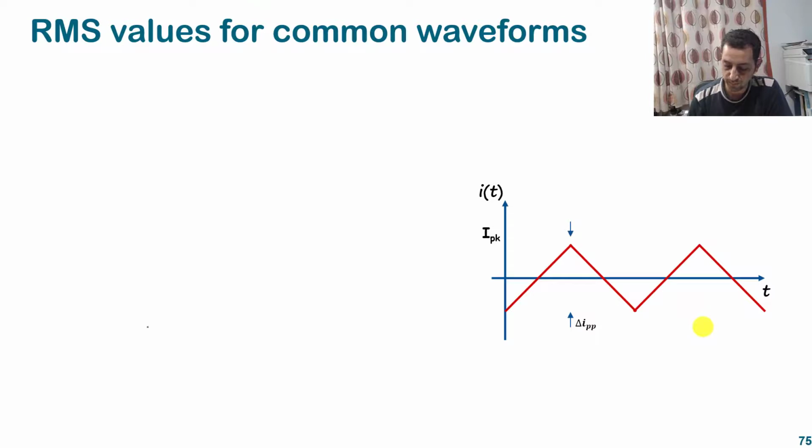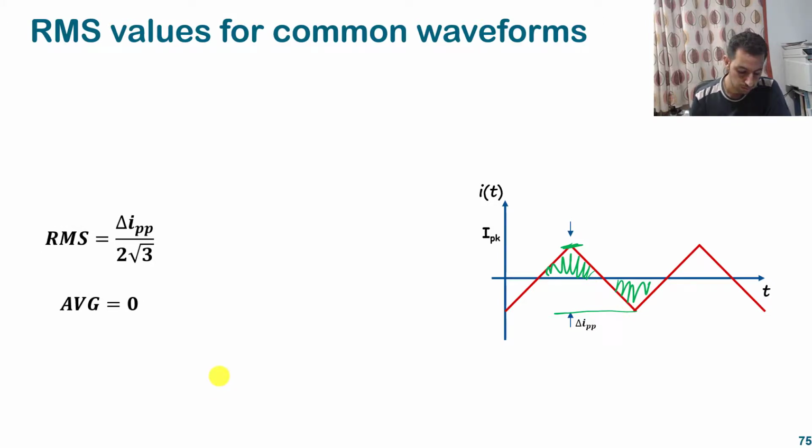Okay, what about this one? It's an AC signal, and from the beginning we have positive equals negative, so the average value will be 0. We have here I peak to peak, which is that value to that value, which is delta I peak to peak, and after deriving the average value, it will be 0.